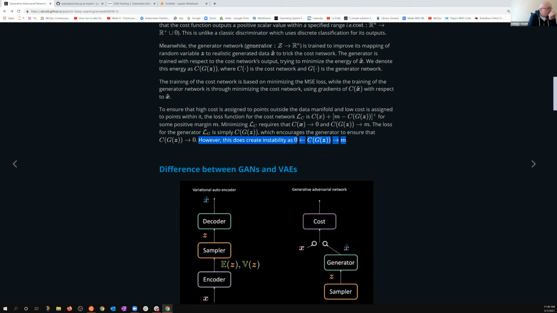Then this comment came up, which I don't think is part of the issues that was raised, that this does create instability because C of G of Z can bounce between 0 and M. I'd love to understand where that comes from. I'm not sure if anyone can clarify that. Yep, this is the mode collapse problem, I think. Oh, this is back to mode. Okay. Yeah. I thought it said bounce between 0 and M. I think it's saying that it could be any point along 0 to M. Okay.